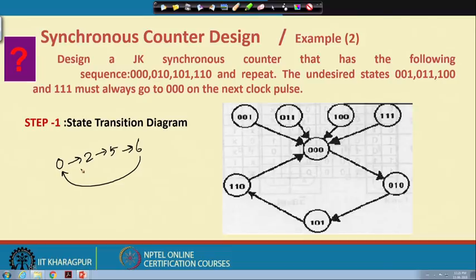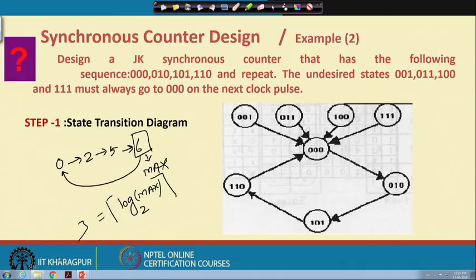Now, how do you say how many flip flops will be needed? That is determined by the maximum count value that you have. Since it is 6, for representing 6 in binary notation we need at least 3 bits. If this is the max value that the counter should produce, the number of flip flops needed is given by the ceiling of log of max to the base 2. In this case the max value is equal to 6, so this turns out to be equal to 3.